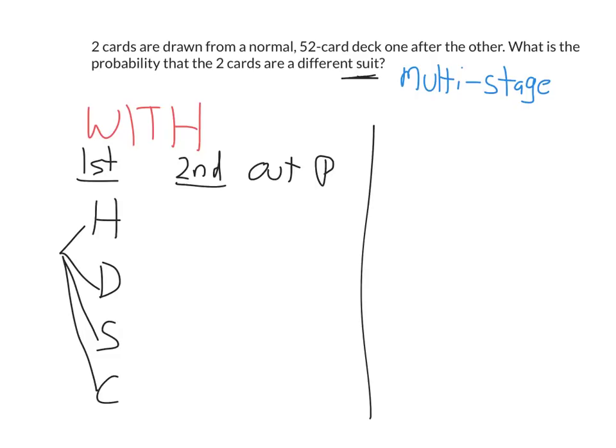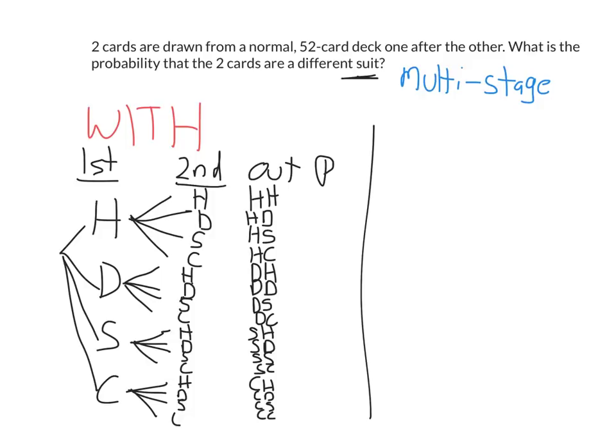Now on the second go, of course, I can get them again. I can get 2 hearts, 2 diamonds, or whatever. So if I get hearts, I can get hearts again, or diamonds, spades, or clubs. And similarly for the other 3. Okay, so I've now listed all the possible outcomes. That's what tree diagrams are for. There should be 16 outcomes because there were 4 on the first go, 4 on the second go. 4 times 4 is 16.